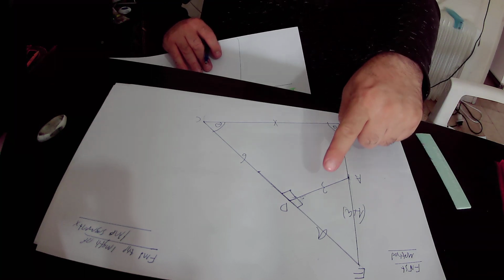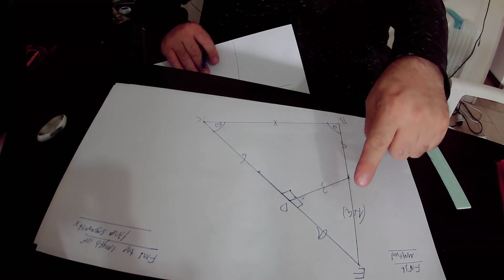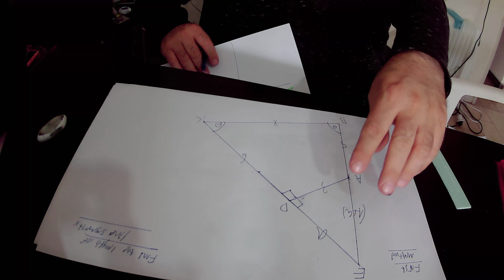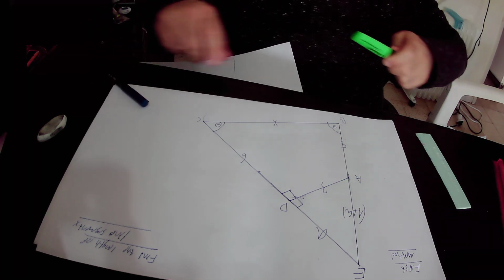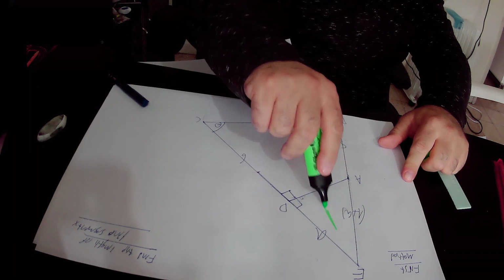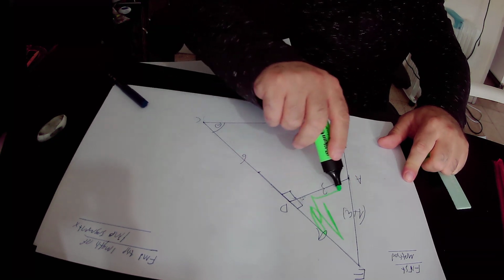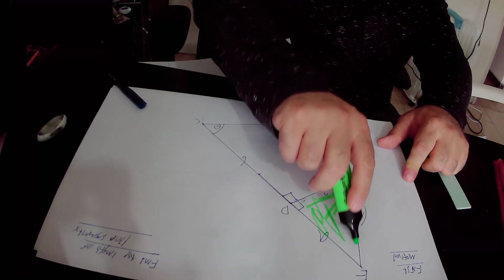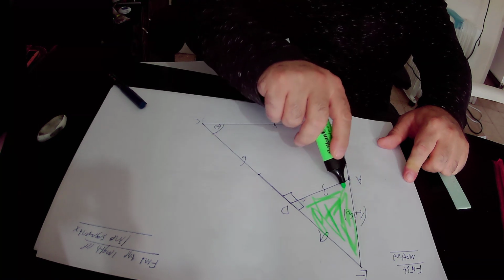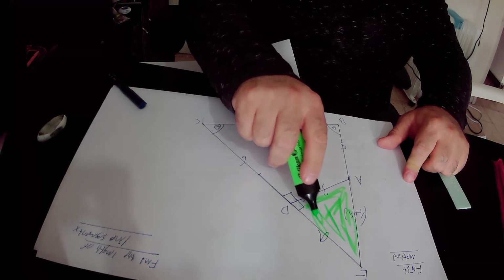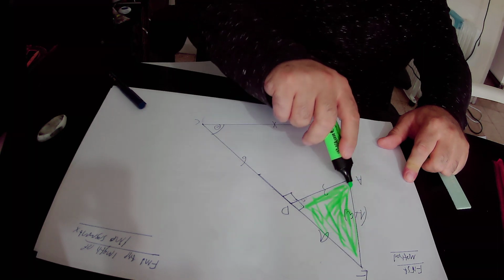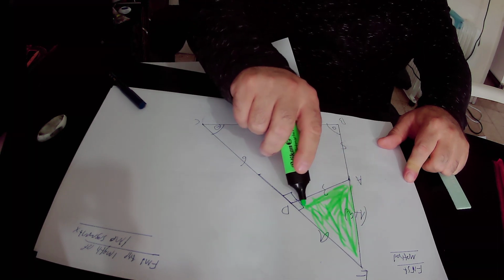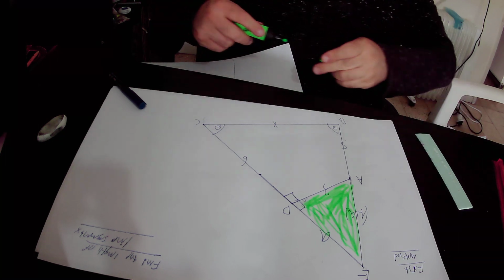If angle EDA equals 90 degrees, then triangle EDA is a right triangle. The green triangle, triangle EDA, is a right triangle because angle EDA equals 90 degrees. So we will implement the Pythagoras theorem in the right green triangle, triangle EDA.